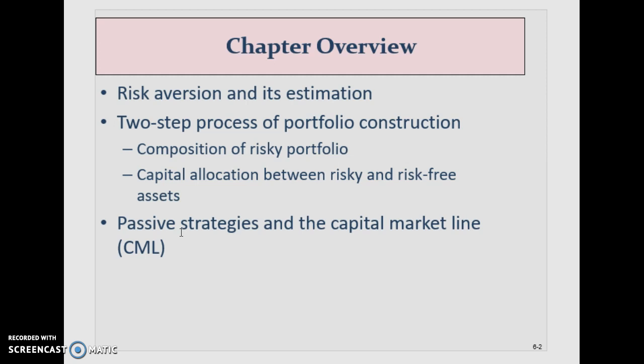Finally, the concepts of risk aversion and capital allocation will be brought together to show how investors decide on what proportion to invest in safe versus risky assets. We'll also be introducing the capital allocation line, which is a plot of the risk-return combinations available by varying the portfolio allocation between risk-free assets and a risky portfolio.